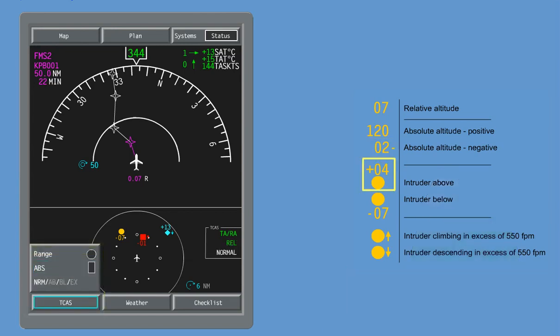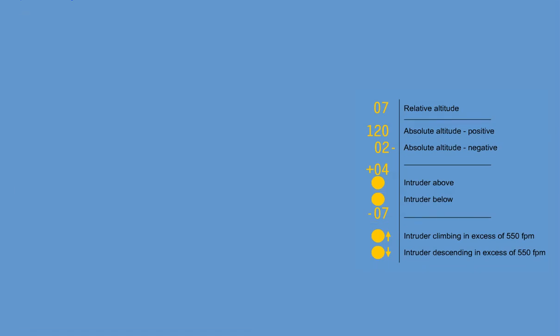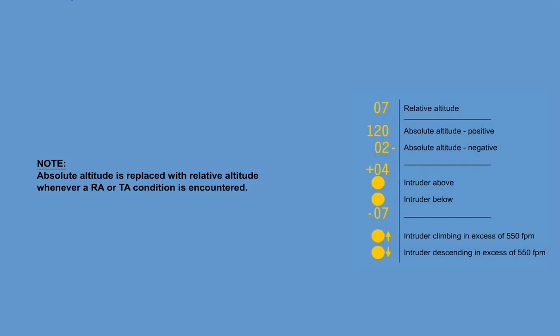When the number is placed above the traffic symbol and preceded by a plus sign, it represents an intruder above the TCAS aircraft. Placed below the traffic symbol and preceded by a minus sign, it represents an intruder below it. Note, absolute altitude is replaced with relative altitude whenever a resolution advisory or traffic advisory condition is encountered.